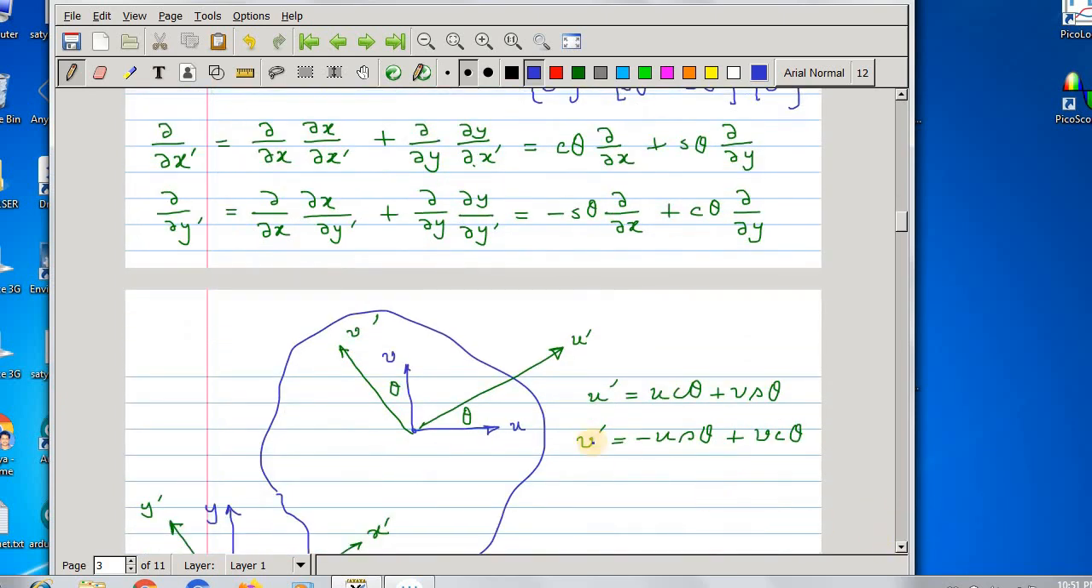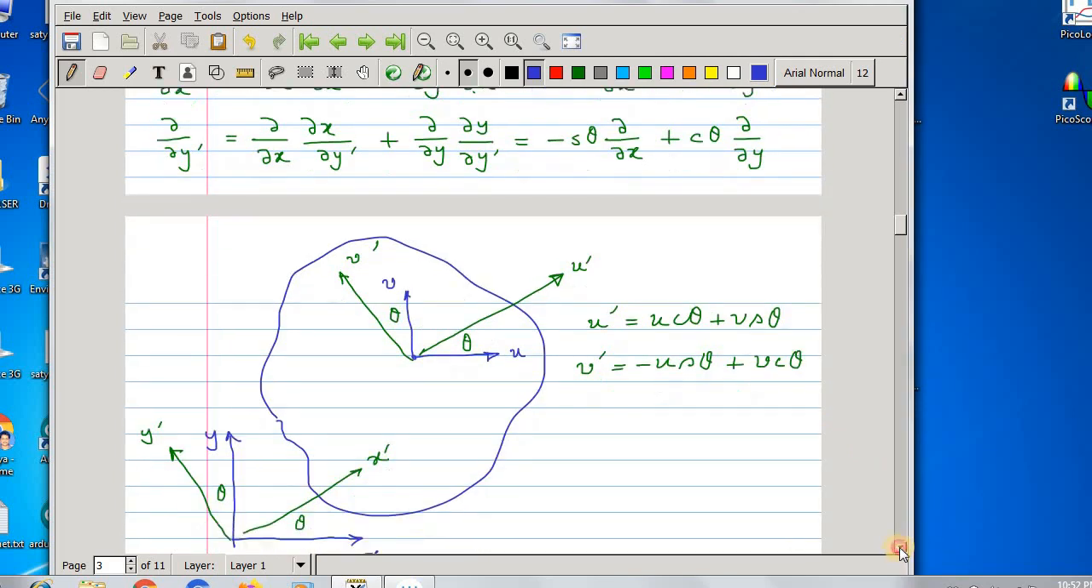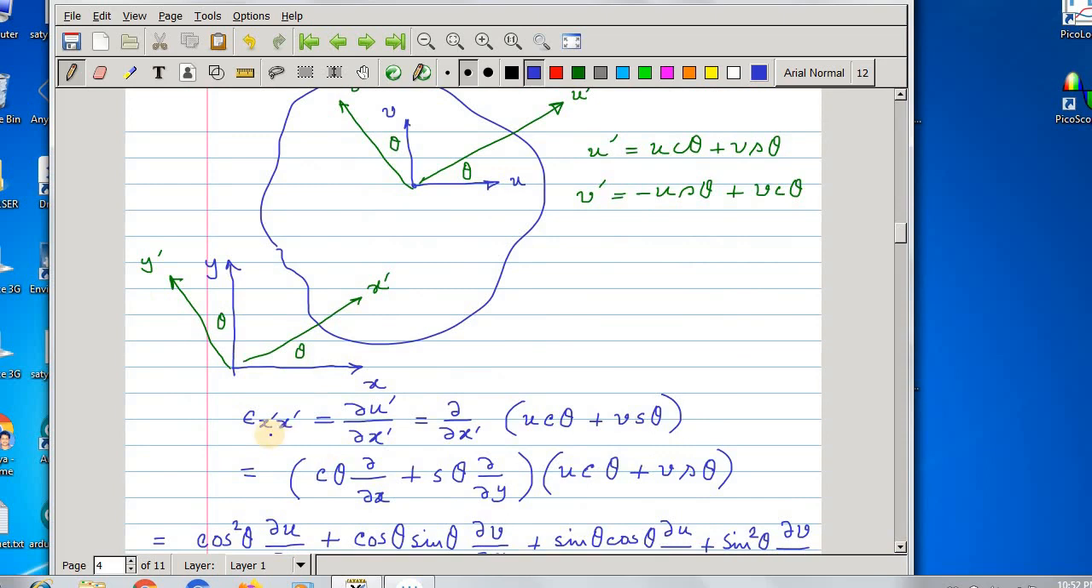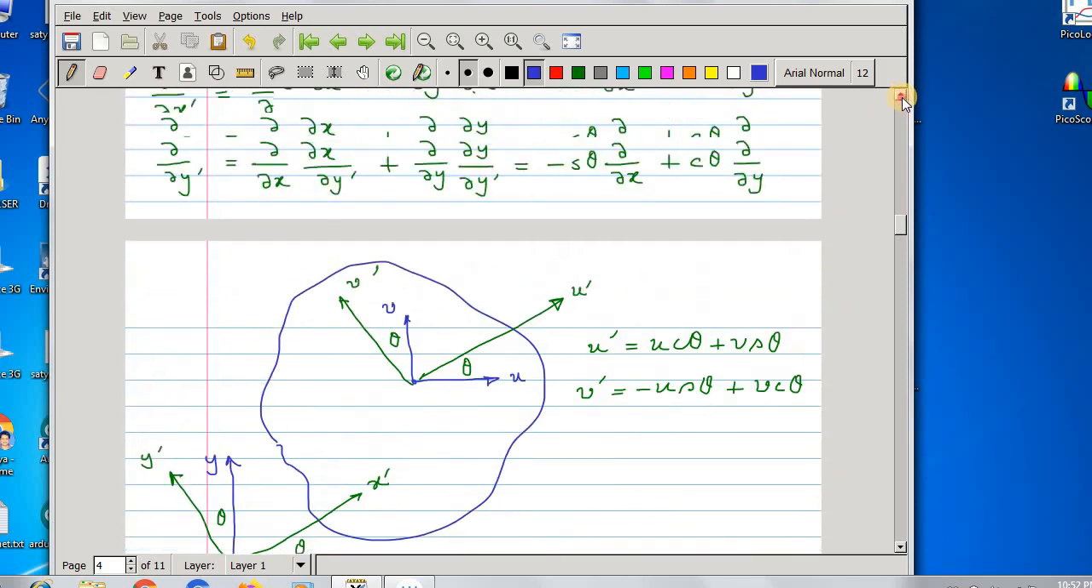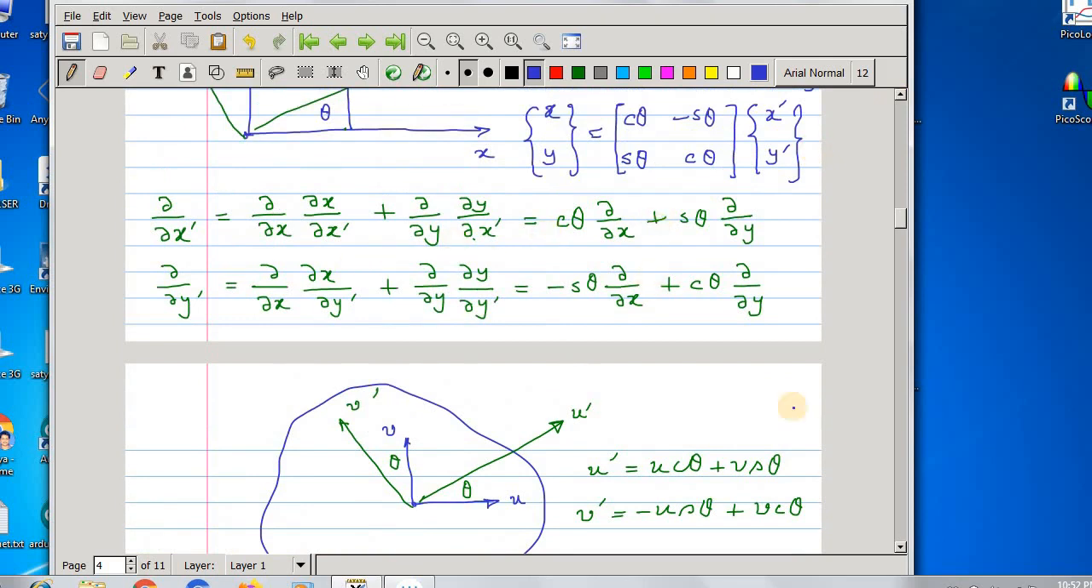Now again, in the same direction as x dashed, y dashed, if we take u dashed and v dashed, u dashed would be u cos theta plus v sin theta, and v dashed would be minus u sin theta plus v cos theta. Now what is epsilon x dashed? It is del u dashed del x dashed, that means del del x dashed of u dashed. And what is u dashed? This. And what is del del x dashed? This, which we have already obtained from here.